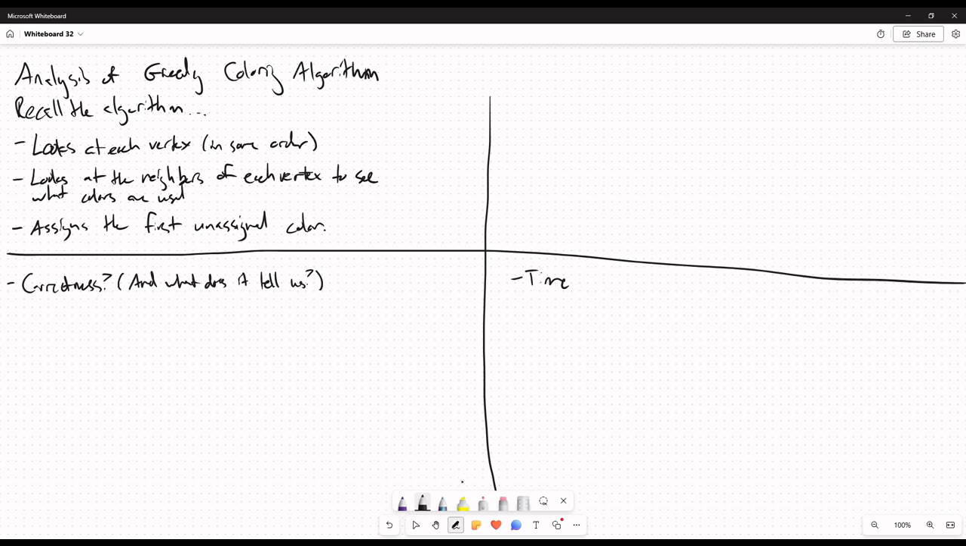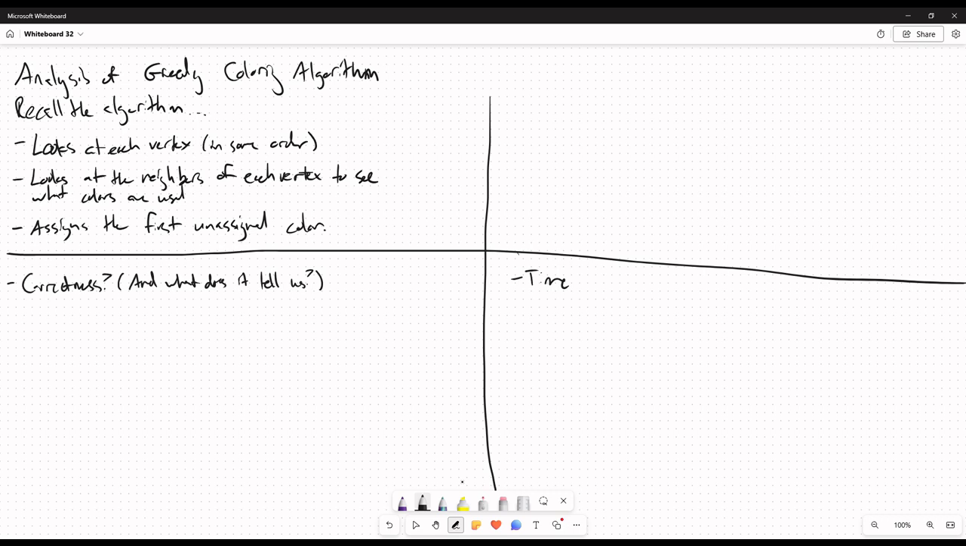In this video, we're going to do a quick analysis of the greedy coloring algorithm. We're going to look at whether it is correct, which kind of obviously is, but we'll also talk about, if it's correct, what does that actually tell us? And we're going to talk about how long it takes. So neither of these should be too long.